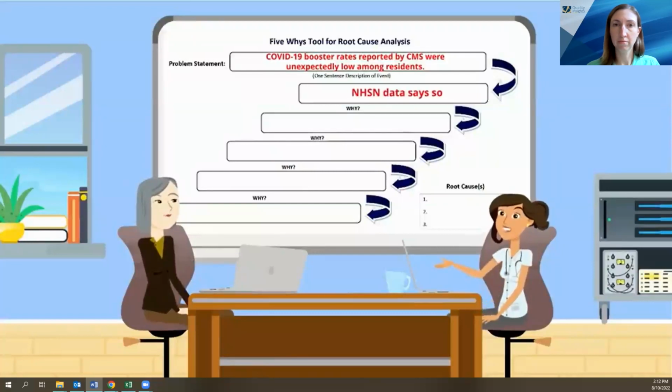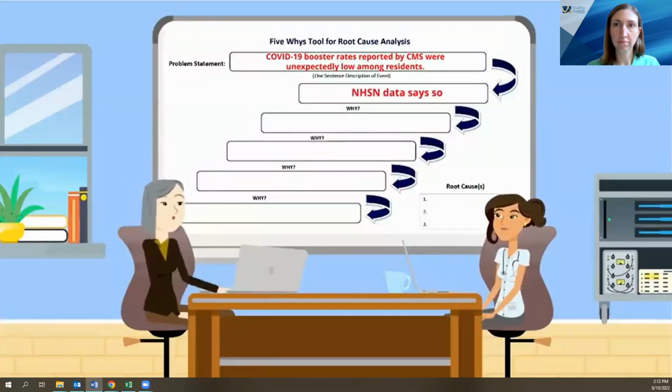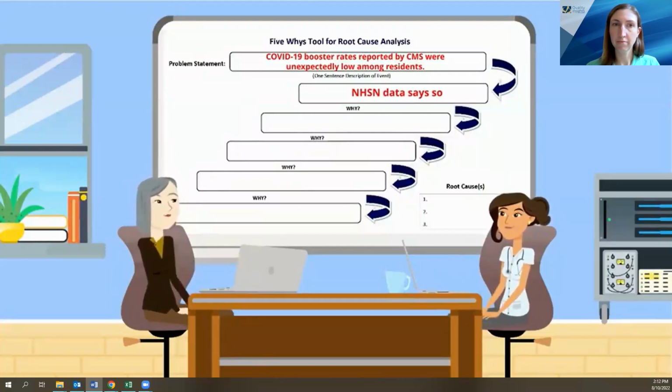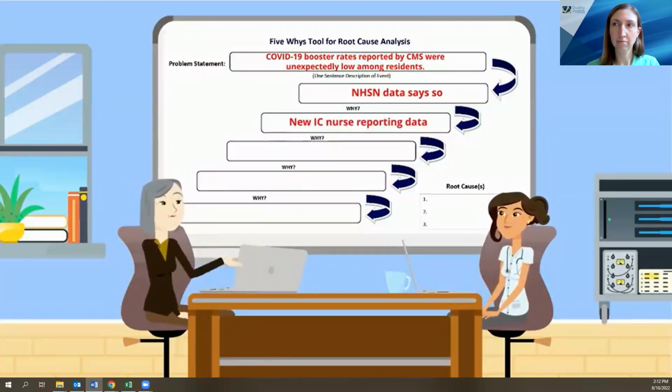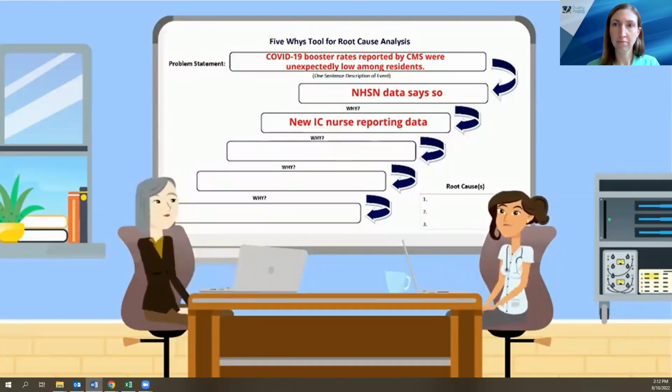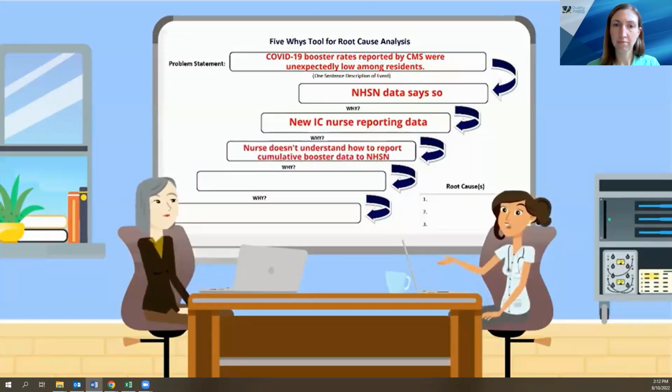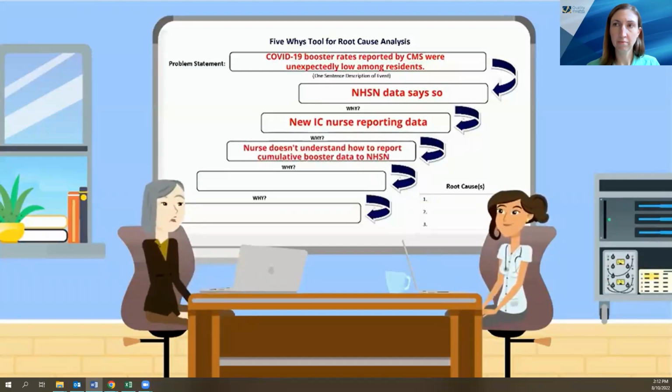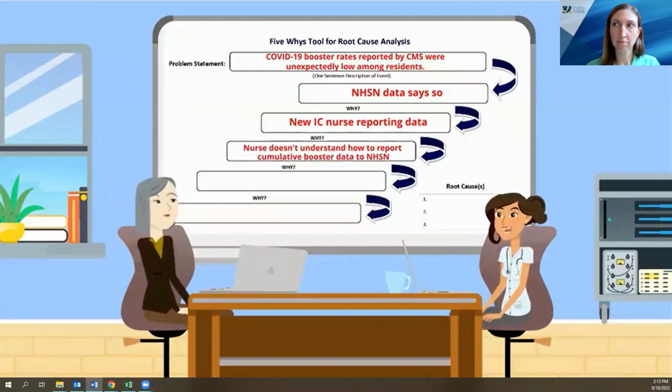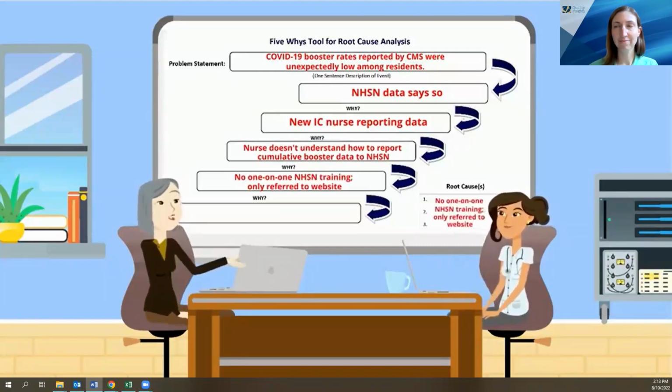Because the data pulled by NHSN indicates they are. Why would the NHSN data be different than what our internal data tells us? Maybe it's because we have a new infection control nurse reporting the data. Why would a new person reporting cause the NHSN data and our facility data to be different? Because the new nurse does not understand how to report cumulative booster data to NHSN. Why does the new nurse not understand how to report the data to the NHSN? Because she didn't receive one-on-one training on how to report data to NHSN. She was just referred to the NHSN website. I think we may have figured out our root cause.